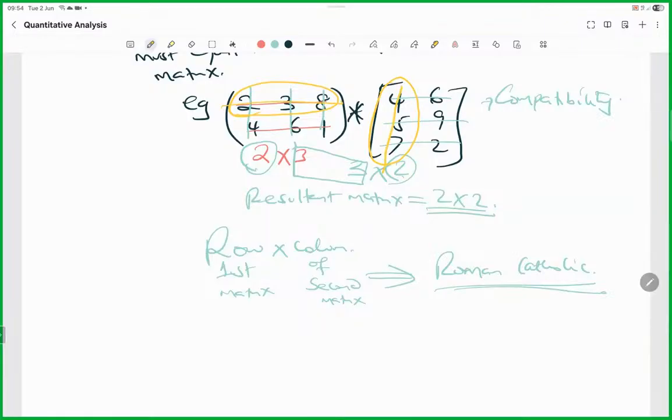So we move now, right? So how do we move? First elements multiplied, these ones here, 2 and 4. Second elements multiplied, 2 and 5. Third elements multiplied, and then you add all the multiples. So first elements, that will be 2 times 4, plus second elements, 3 times 5, plus third elements, 8 times 7.